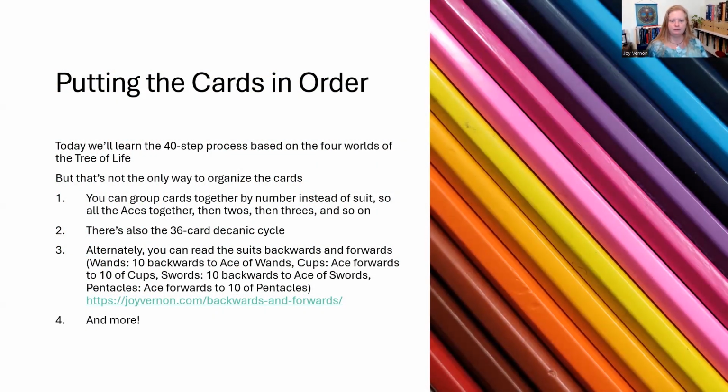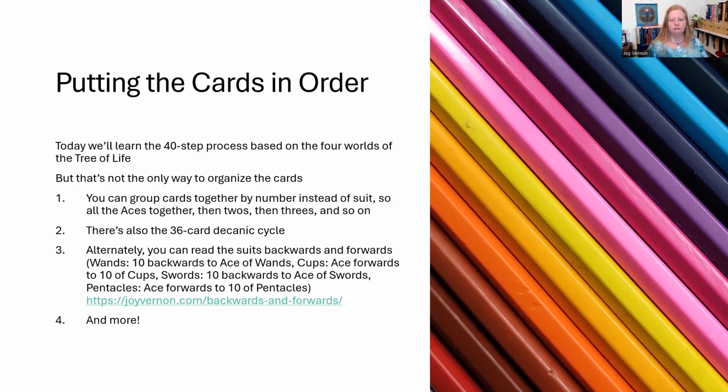So there's also the 36 card decanic cycle, which is putting the cards in order via the 36 decans, which are the one-third sections of each astrological sign. It typically starts in Leo. So you'd have 3 cards for Leo, 3 cards for Virgo, 3 cards for Libra. That's something that I teach, but I'm not going to go into any more detail here.